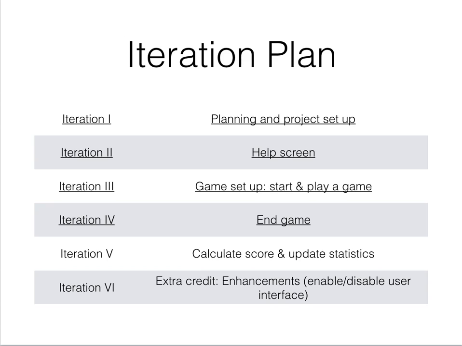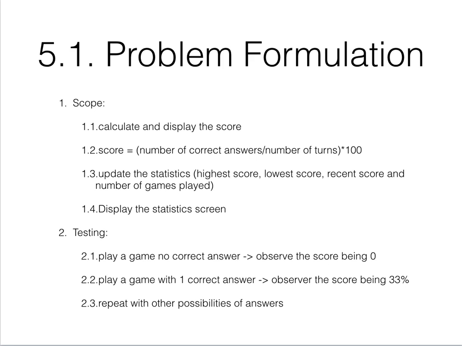And that leaves us to iteration number 6, where we're going to do some enhancements, in particular enabling and disabling the buttons at the different states of the game. So again, we apply the app development process: problem formulation, solution implementation. In problem formulation, we start with the scope, and the scope here is to calculate and display the score, and to display the statistics screen and update the statistics in there.